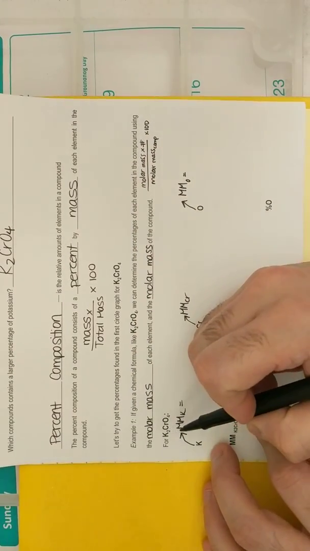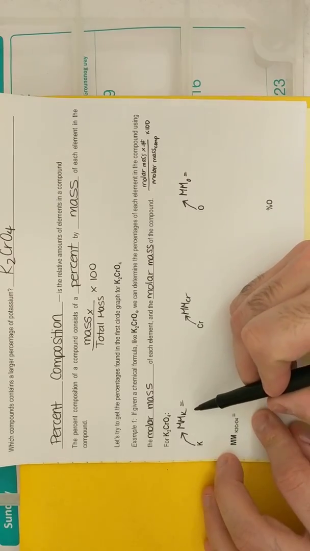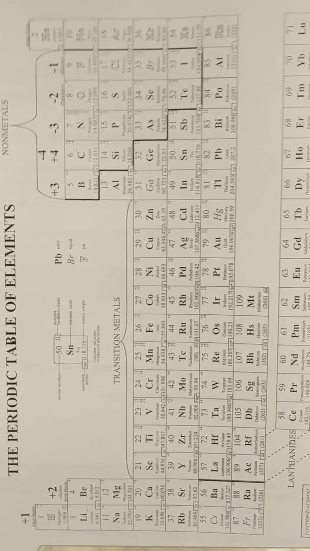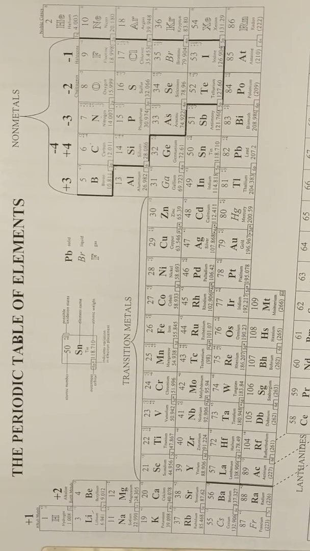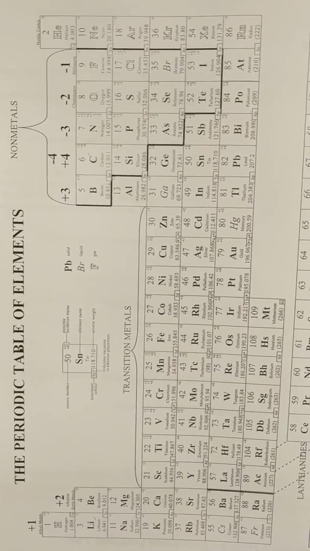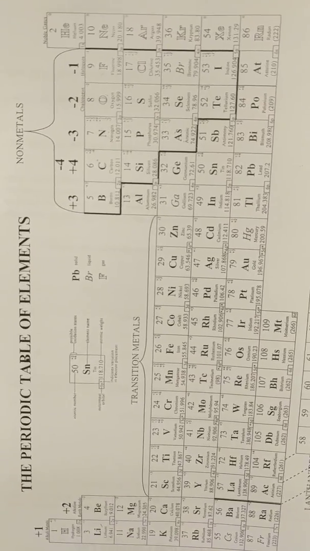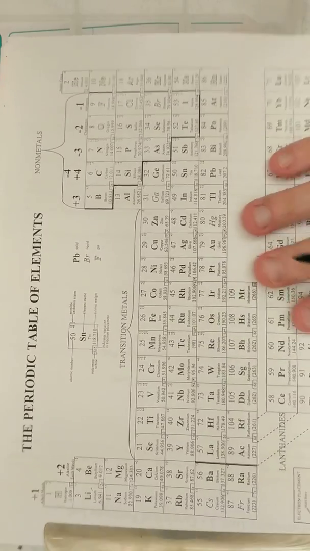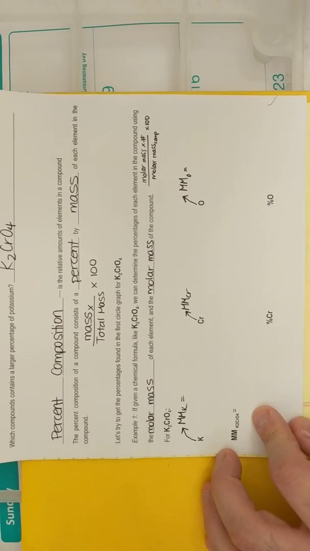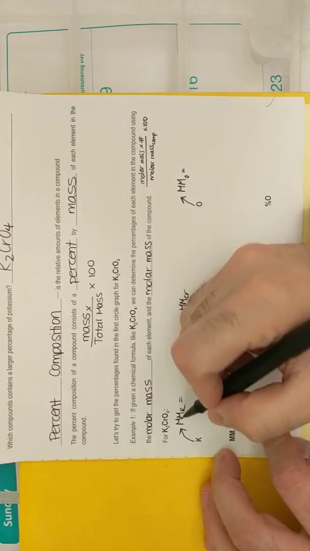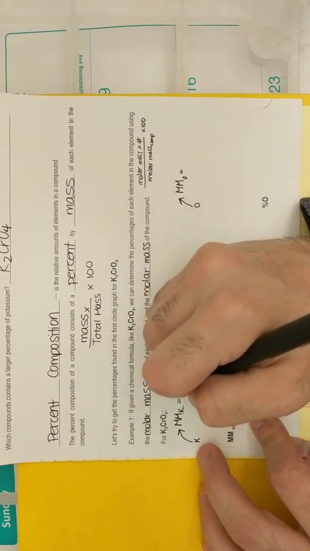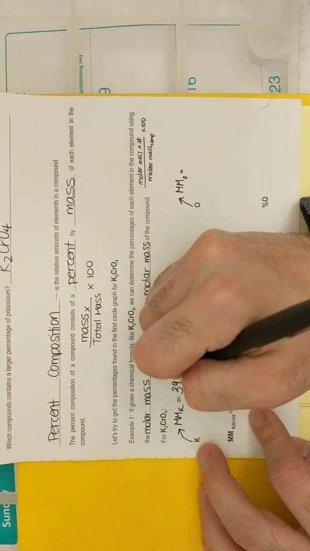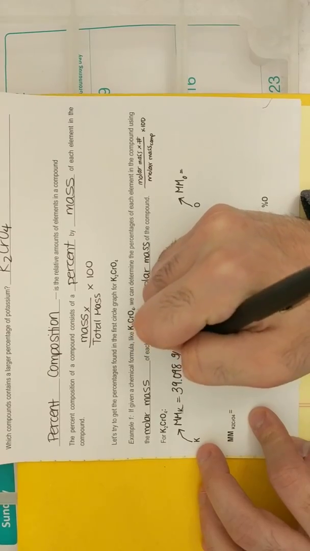So let's look at K2CrO4. If I want the molar mass of K, I look on the periodic table. If you remember, those masses on the periodic table are what we call the molar mass. It's the mass of 1 mole of that element, the number on the bottom. If I want the molar mass of the compound, I add up all the masses of the elements in the compound. The molar mass of K, according to the periodic table, is 39.098 grams per mole.